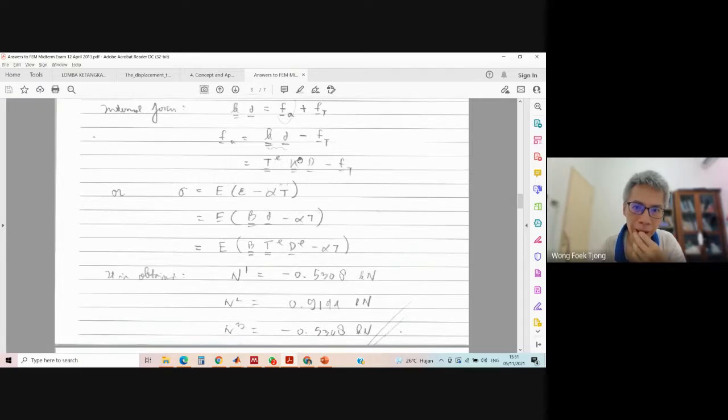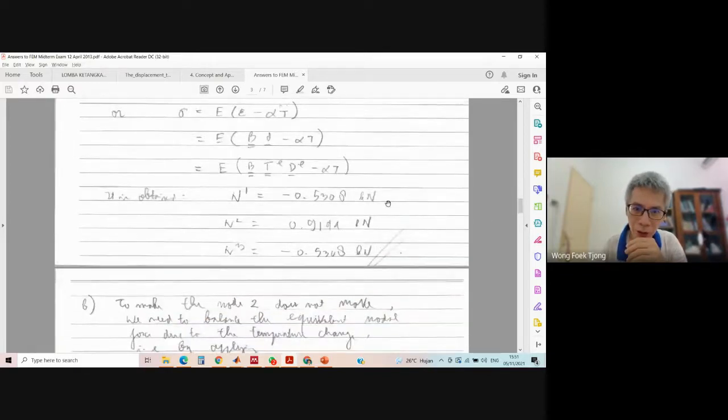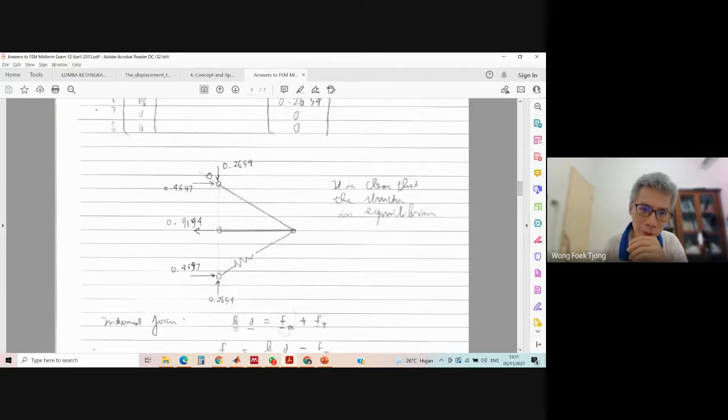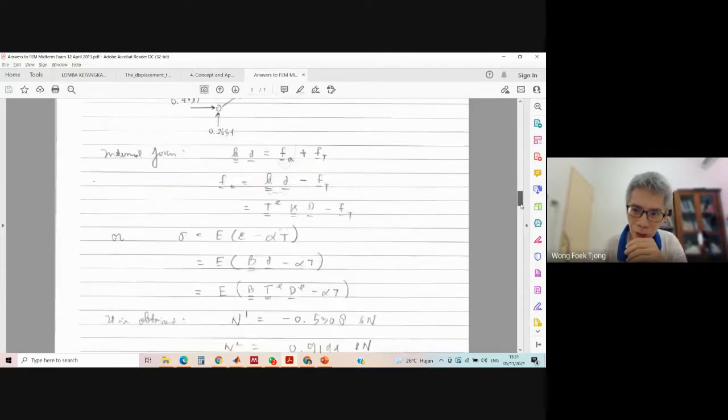Oh, this is KD is FA, right? FA, KD. If the element force is capital F, and then we transform to little f, from global coordinate to local coordinate. Okay, so the bar element number 1, this one, is in the condition of compression.